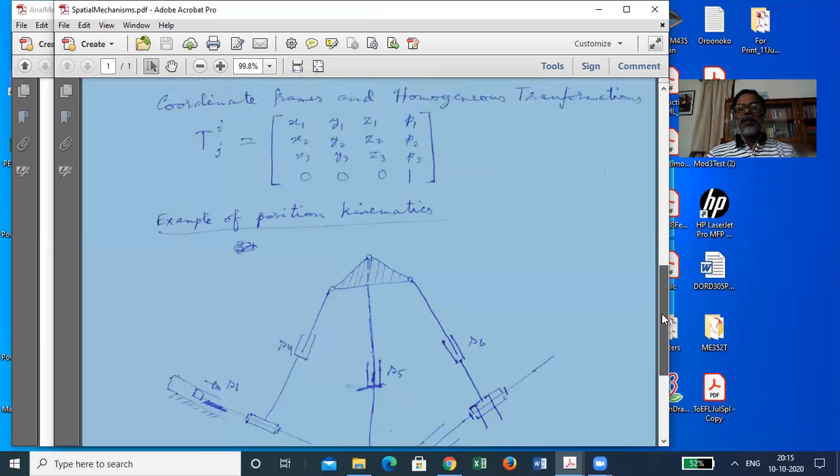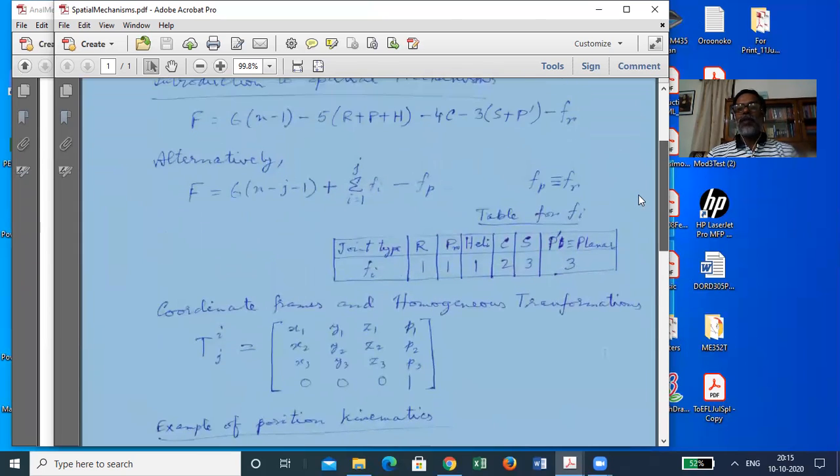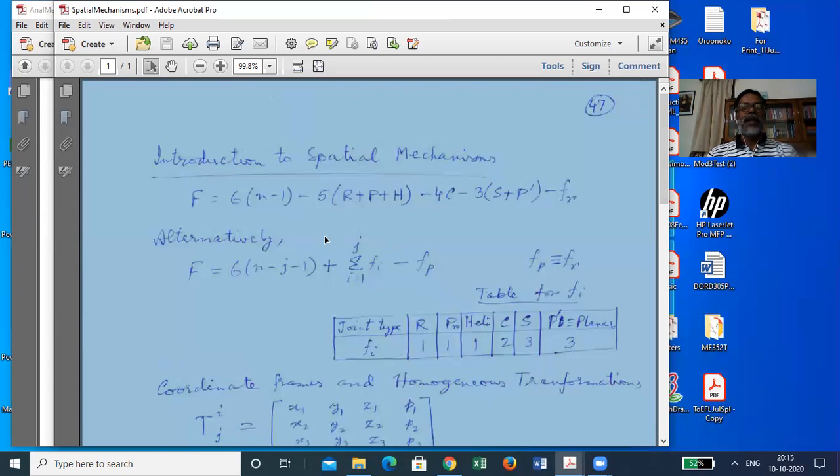But if you take the 4 bar mechanism numbers here and put in this, then you will find that this is very, very awkward. 6 times 3, that is 18, minus 5 times 4, 20. So you will find 18 minus 20, that is minus 2. Okay.